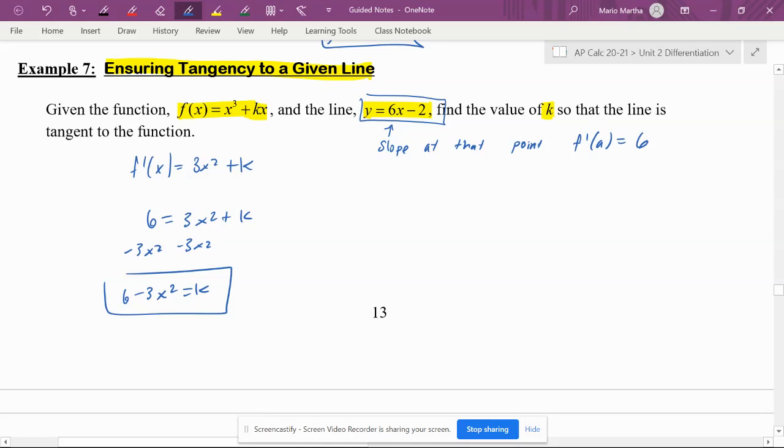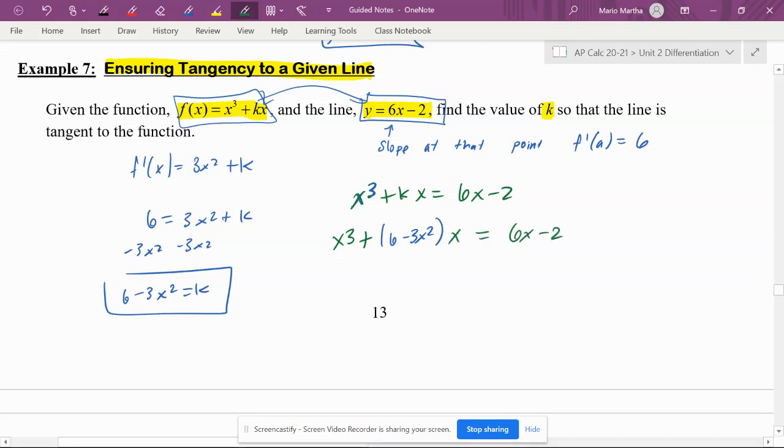Now, another thing that you guys do have to realize: if these two functions are touching each other at that same value, that means they have to be equal to each other. So I know x to the third plus kx equals 6x minus 2, all right? Because they're together at that value right there. And not knowing what k is, I have x to the third plus k, which is 6 minus 3x squared, and then times x equals 6x minus 2, right?